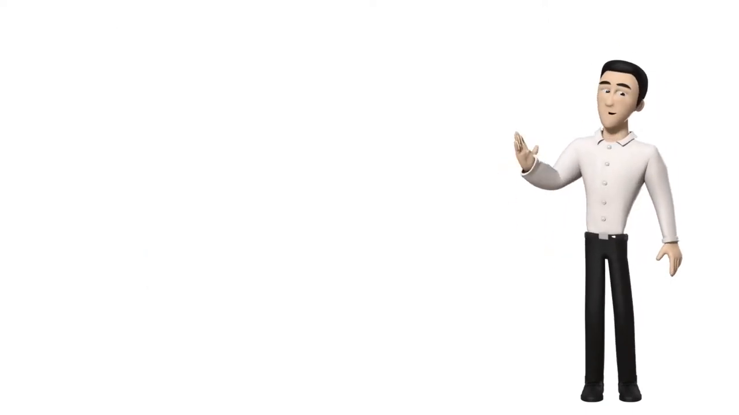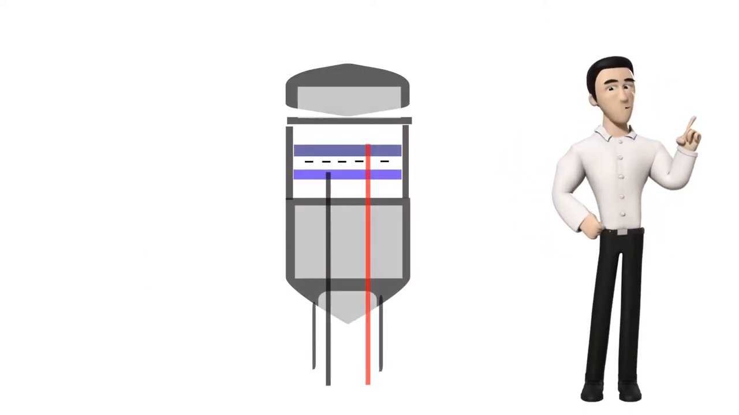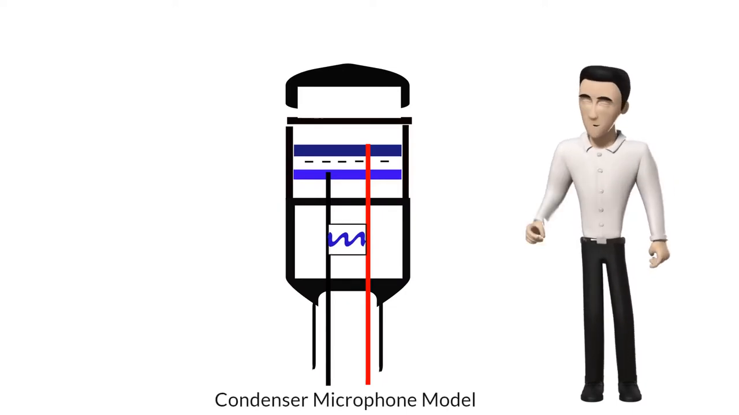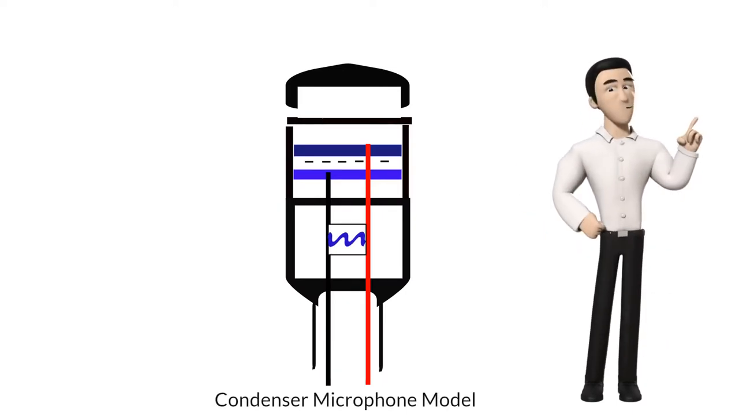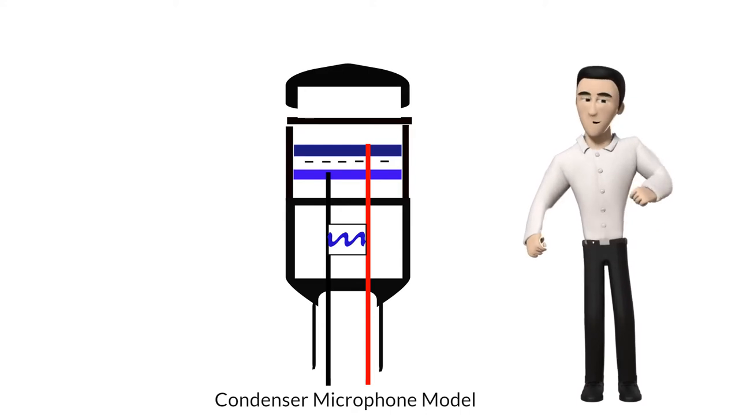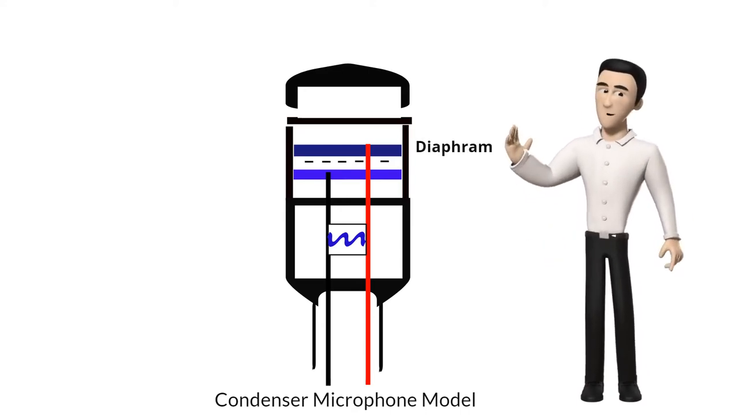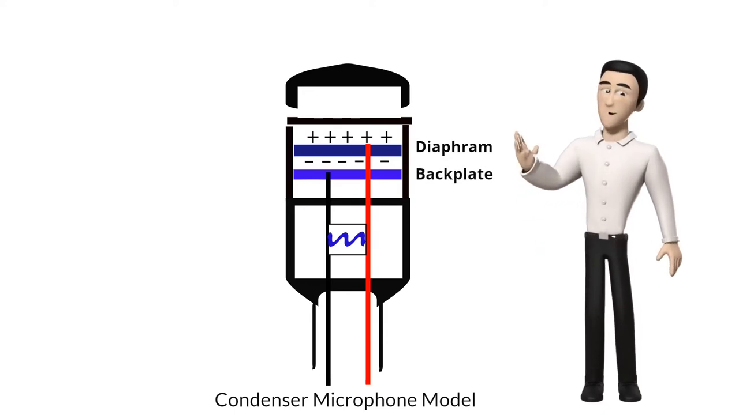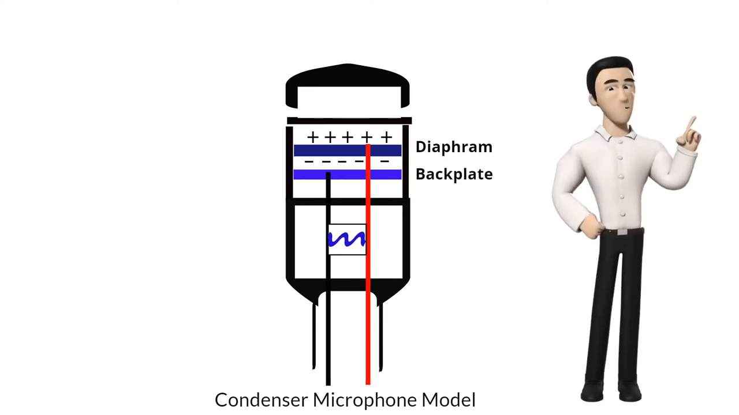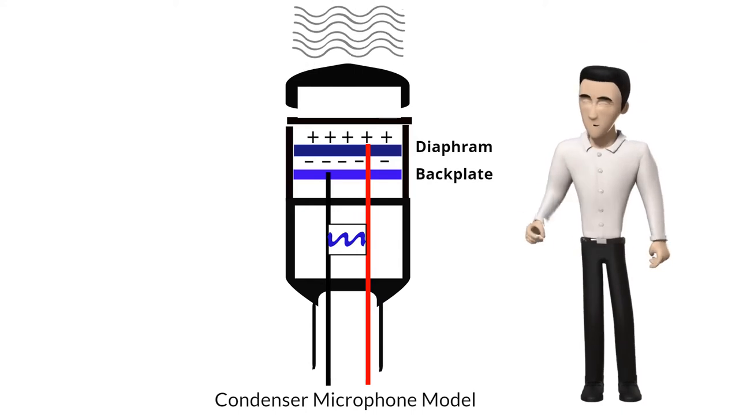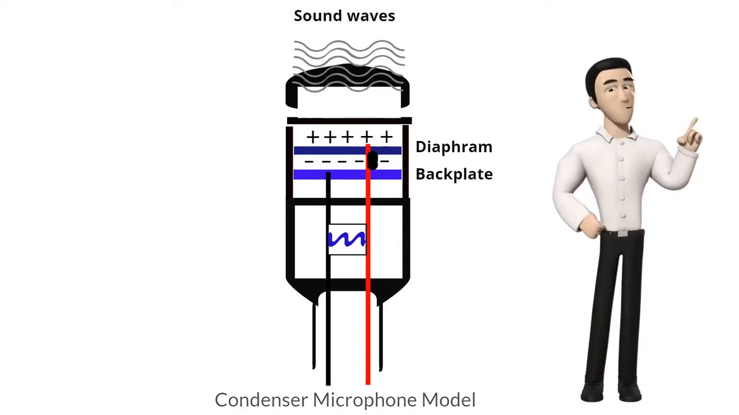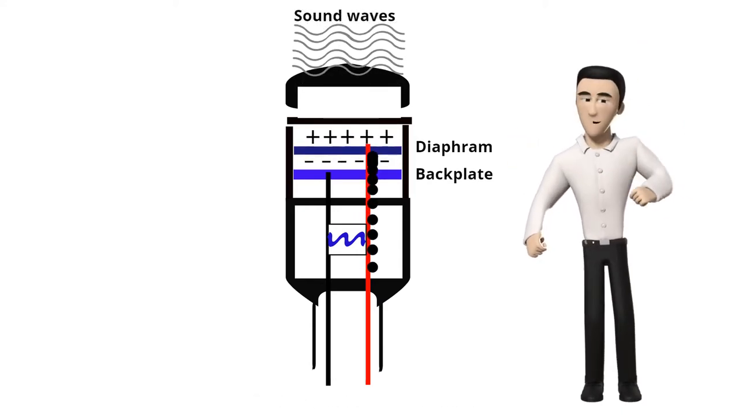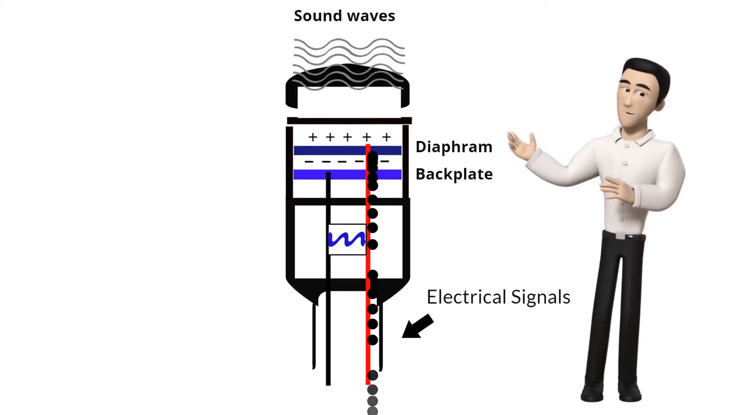Let's look at the inside of a popular microphone called the condenser microphone. A condenser microphone has two internal plates connected to a battery. The first plate is a positively charged plate called a diaphragm, and the second plate is the back plate that is negatively charged. When someone speaks into a microphone, the sound waves cause the diaphragm plate to move, and this movement generates a flow of electrons, or an electric signal.